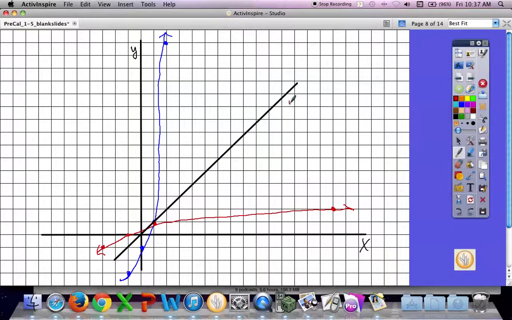Right, this is the line y equals x. We know that as the identity function from section 1.3. So the line y equals x is a line of symmetry for the graph of f and f to the -1.